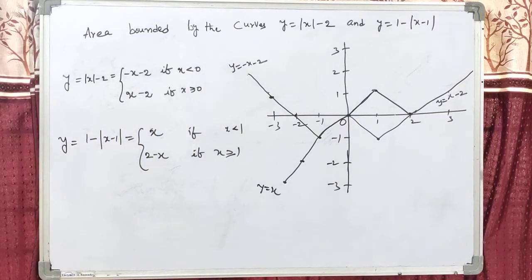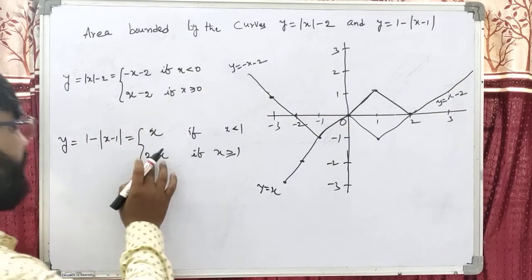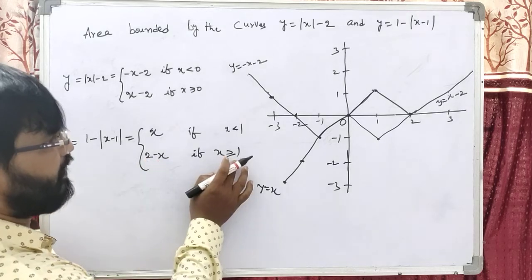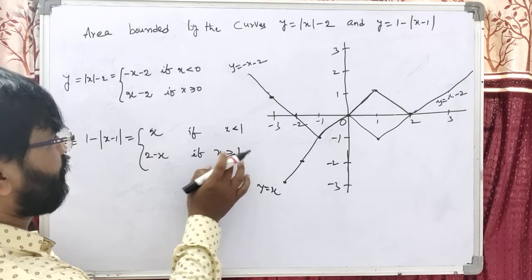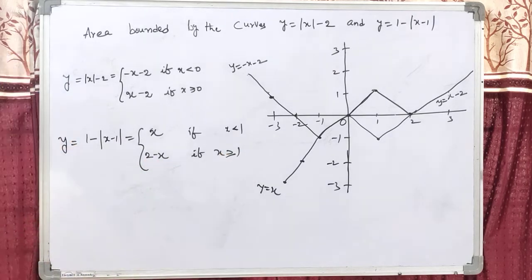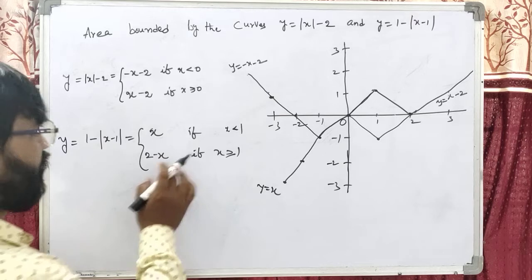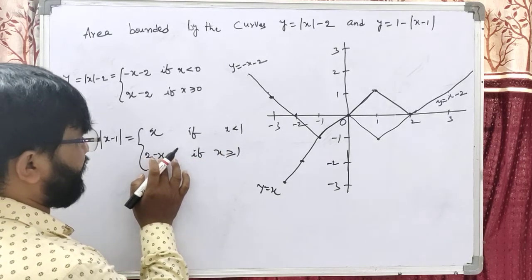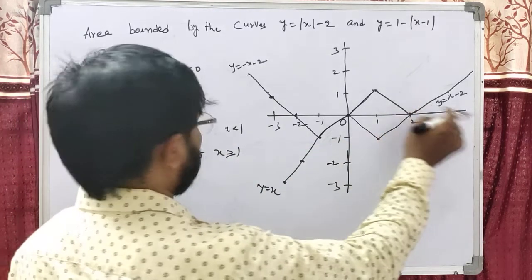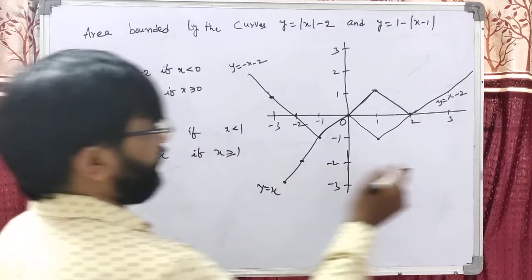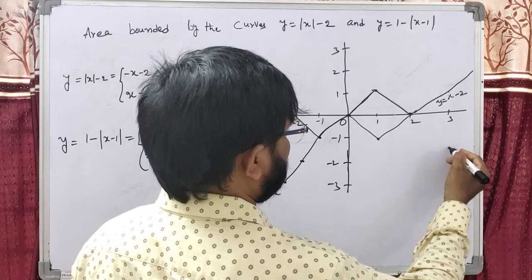Okay students, when x is greater than or equal to 1, undoubtedly we get 2. When we take x as 2, that is 2. When x is 3, that is -1, like this.